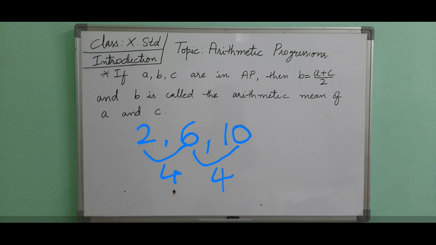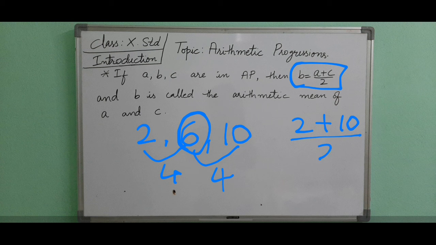When it is in AP, the middle number is called the arithmetic mean. When we say arithmetic mean, if there are 3 terms, then the middle term is called the arithmetic mean, and we get it by adding the first and last. Look at the formula given here, (a plus c) by 2. Here a is 2 and c is 10. 2 plus 10 divided by 2, so it becomes 12 by 2, which is nothing but 6. So we are getting the arithmetic mean as 6.